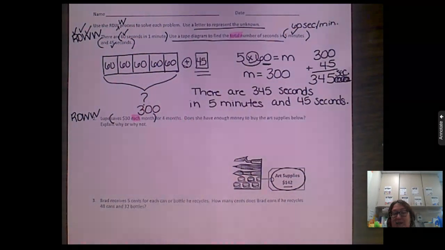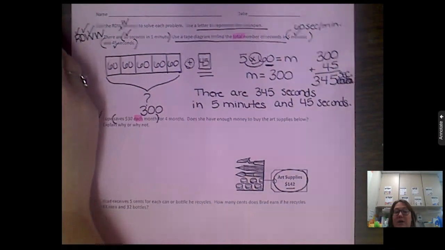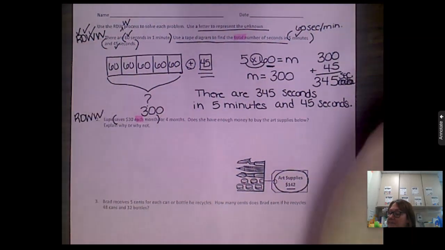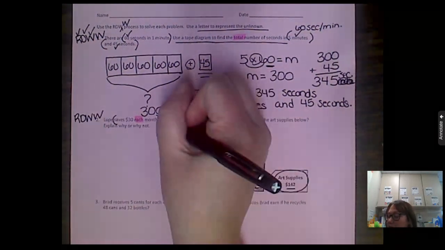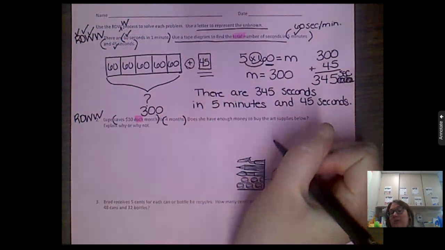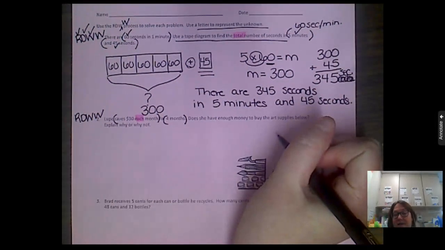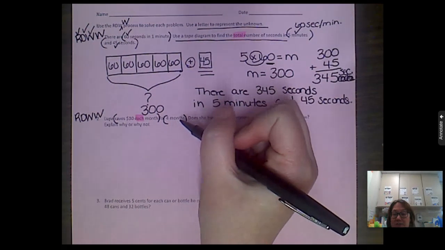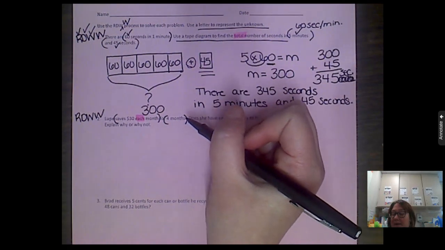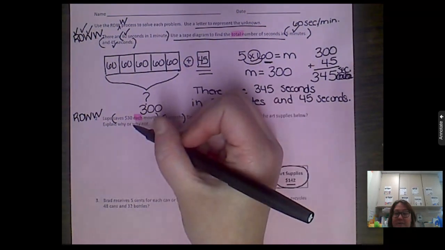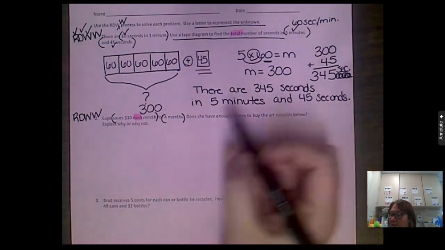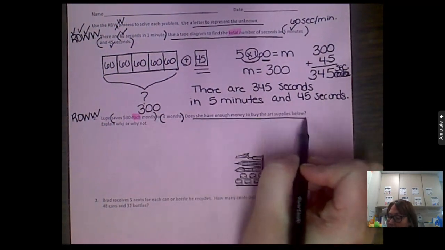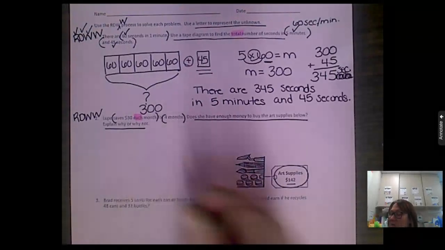$30 each month. And each tells us that we're either going to multiply or divide, right? $30 each month for 4 months. So already I'm imagining my tape diagram, and I'm imagining 4 months would represent the groups. So I'm thinking 4 groups, and then how many in each group? 30. Good. So does she have enough money to buy the art supplies below? Explain why or why not.